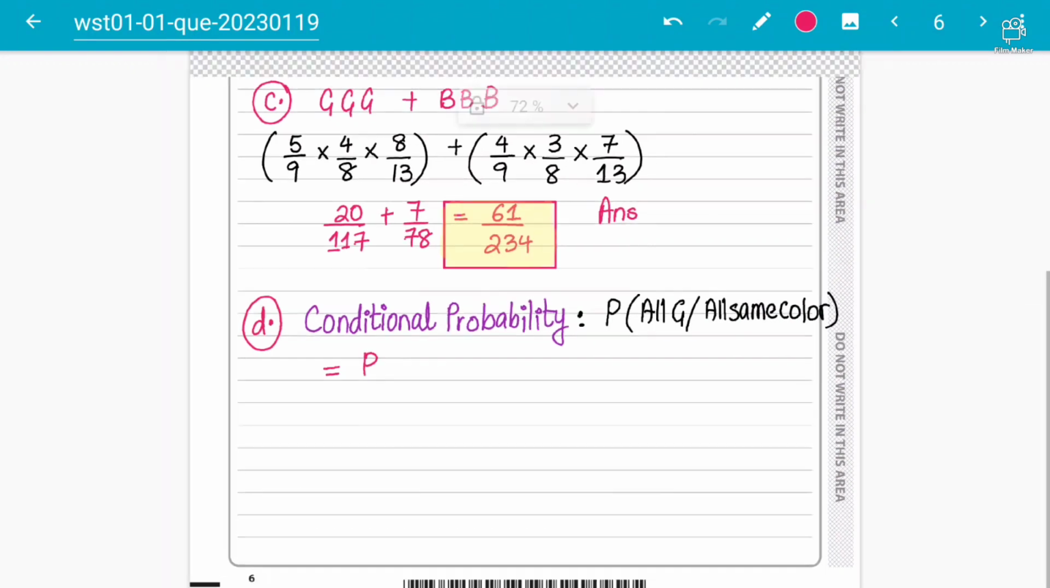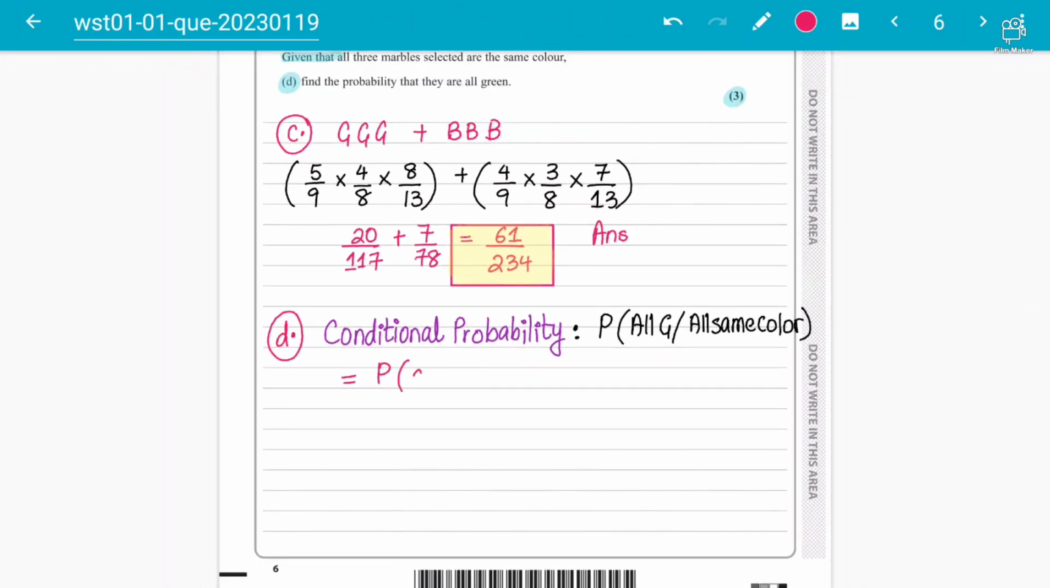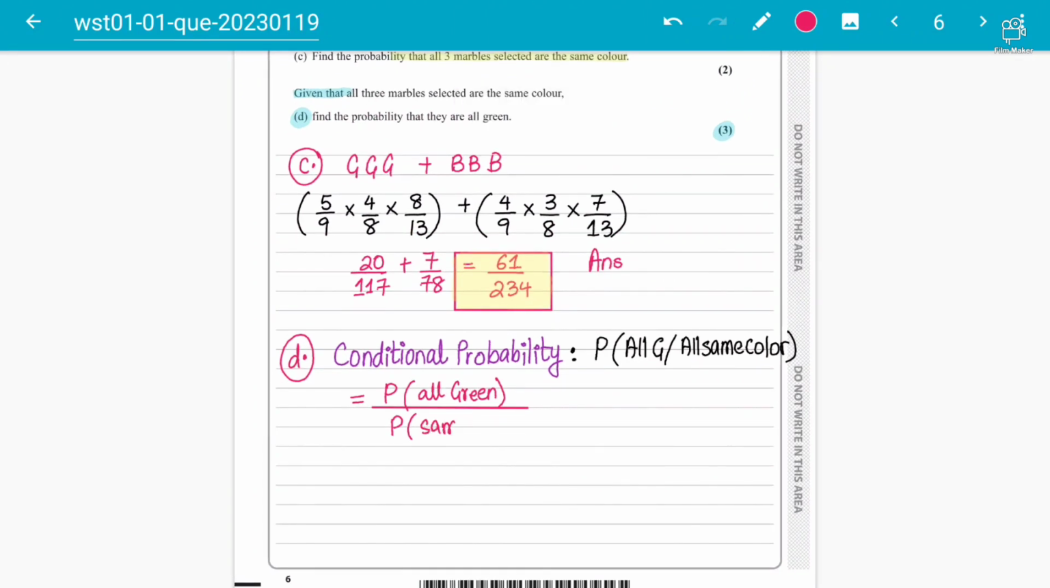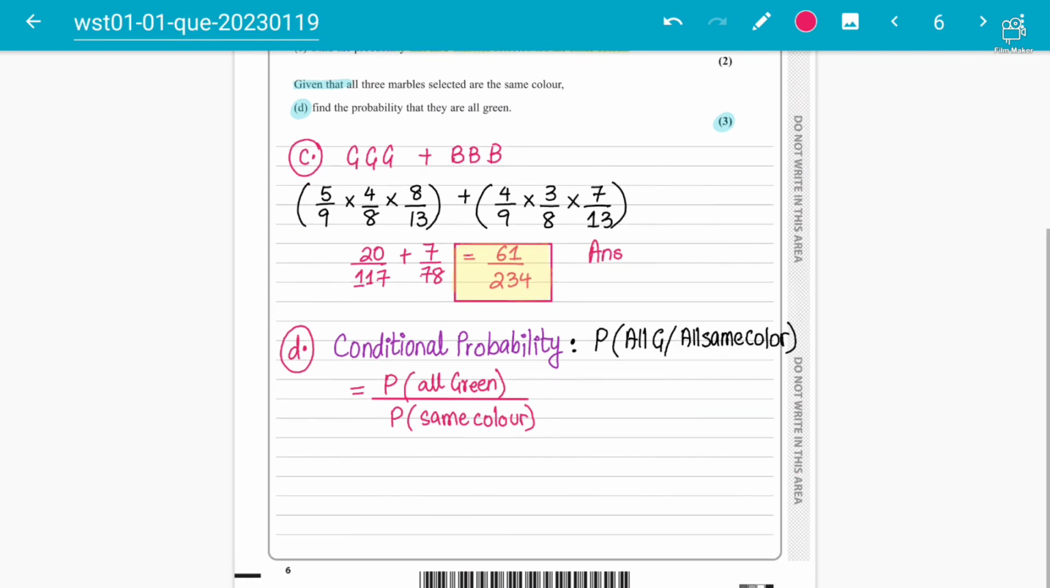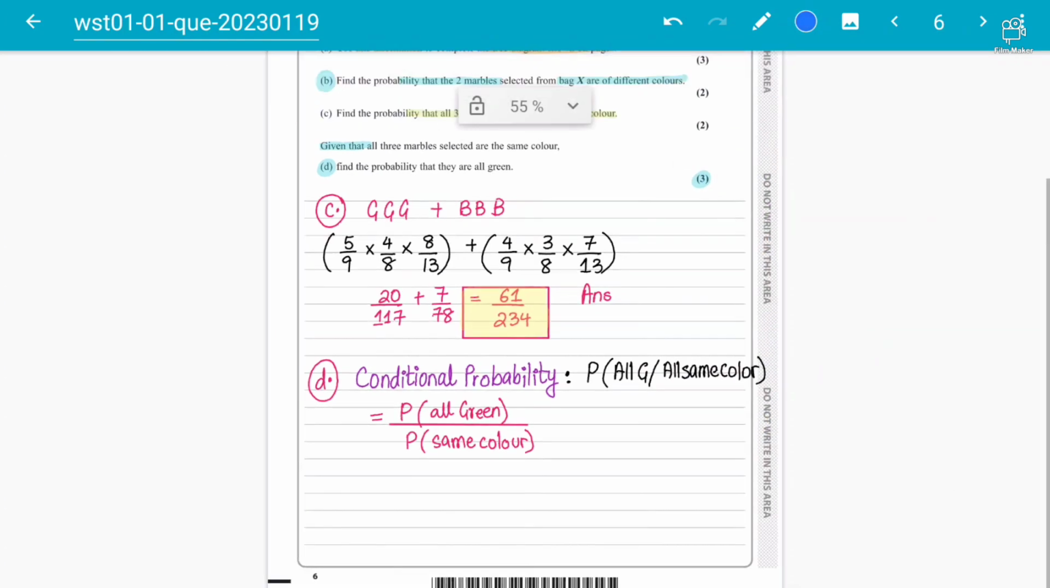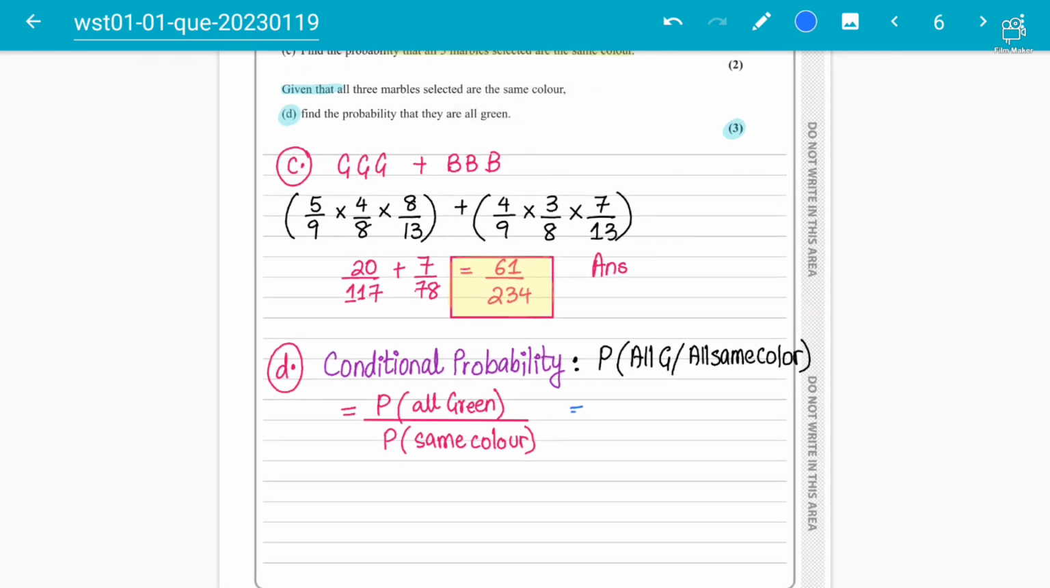So you will tell what is the probability of all green colors at the top, okay? And in the denominator you are going to tell the probability of the same color, that probability that all 3 marbles are same color. So that is how it's going to work out, students, okay? That's what they're asking for, that the denominator will make the numerator. So if you look at part C, you have already got that find the probability that all 3 marbles selected are of the same color.